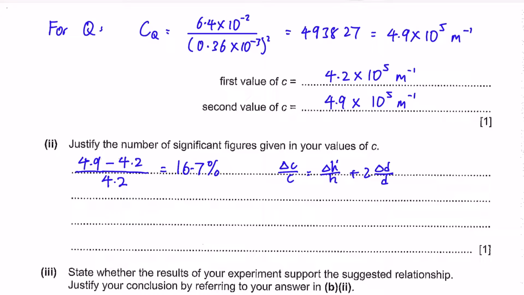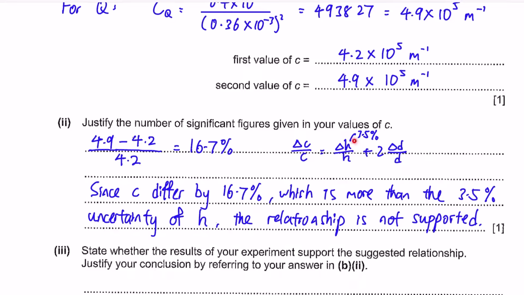Now, the percentage uncertainty of H, we have estimated it to be 3.5%, right, earlier. So this 3.5% is going to be the magic number, the threshold we use to conclude whether this percentage difference is too big or too small. So for this example here, we are going to say that since C differs by 16.7%, which is more than the 3.5% uncertainty of H, the relationship is not supported. Get it? You do not use your own arbitrary threshold value. You use some estimated percentage uncertainty that you have been asked to estimate earlier in the question. And in fact, you must explicitly write down that number in your answer here.